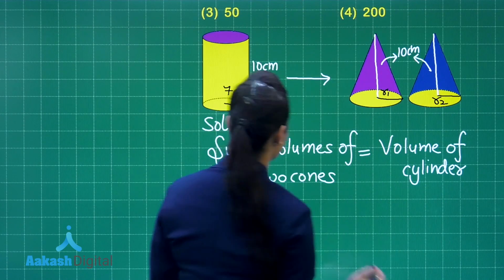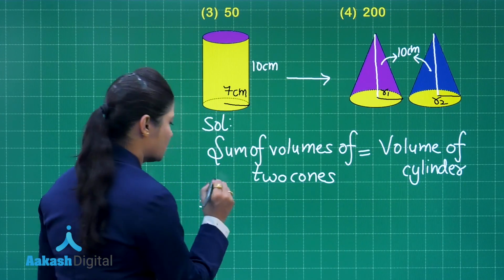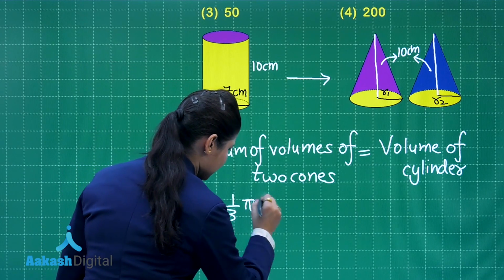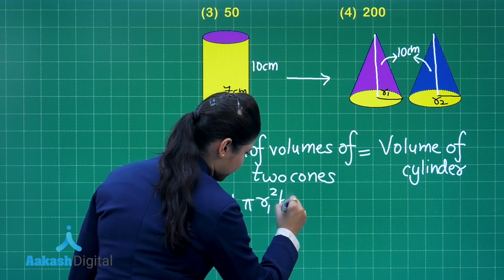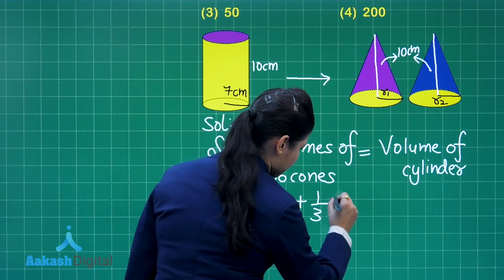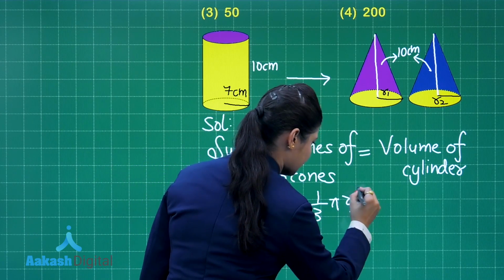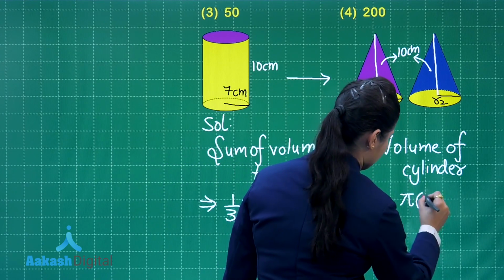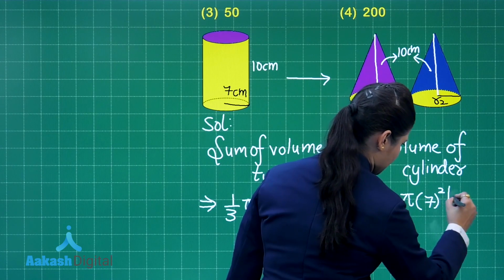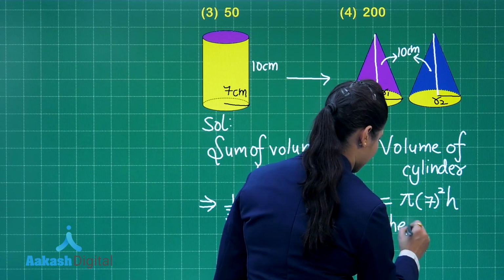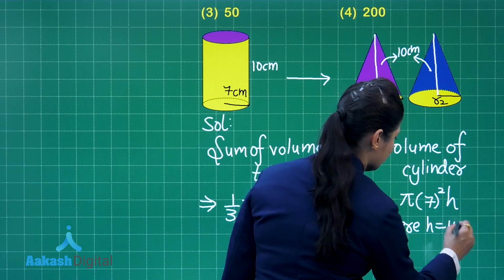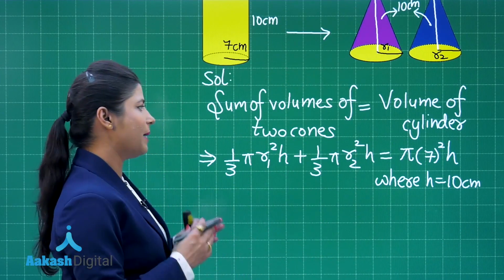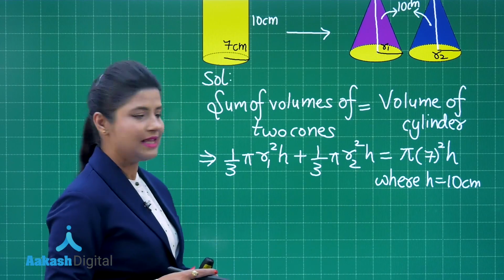So, here let us equate these two. The volume of the cone is 1 upon 3 pi r square h. So, it will be 1 upon 3 pi r1 square h plus 1 upon 3 pi r2 square h. This is equal to further pi 7 square h, where I have h equal to 10 centimeter for these both. So, h will get cancelled, moreover pi will be taken as common, that will also get cancelled.